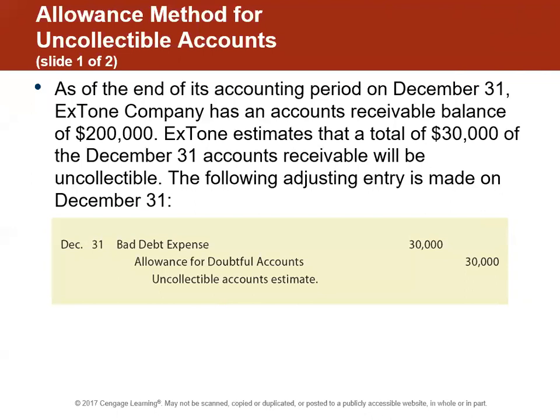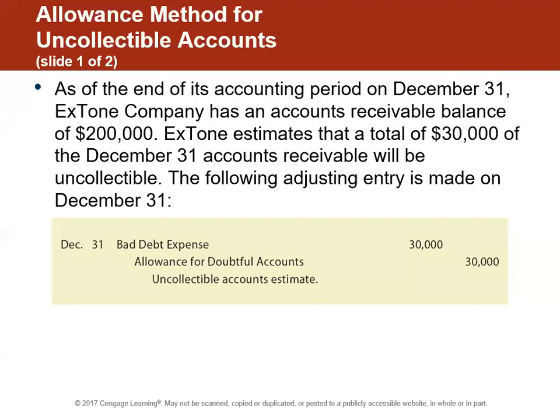That bad debt expense is coming out of our sales. We're going to subtract it in our income statement. So our net income is going to be lower. Our current assets are going to be lower. And that's what we want. We want it to be as close as possible to what we think we'll actually receive. Okay? But that is just an estimate.